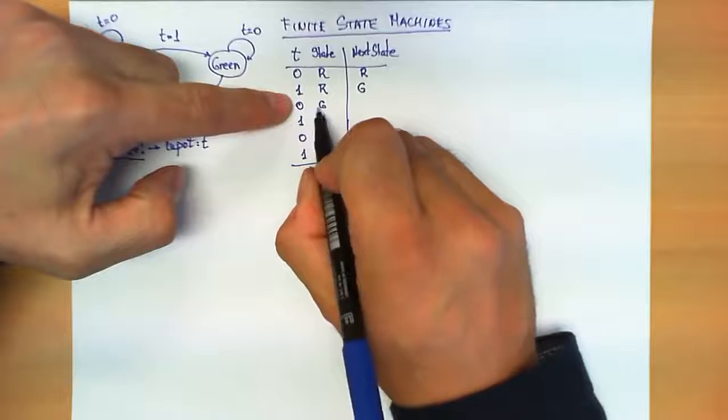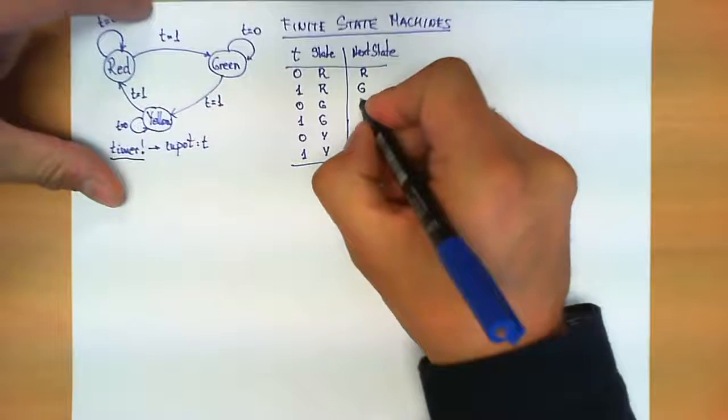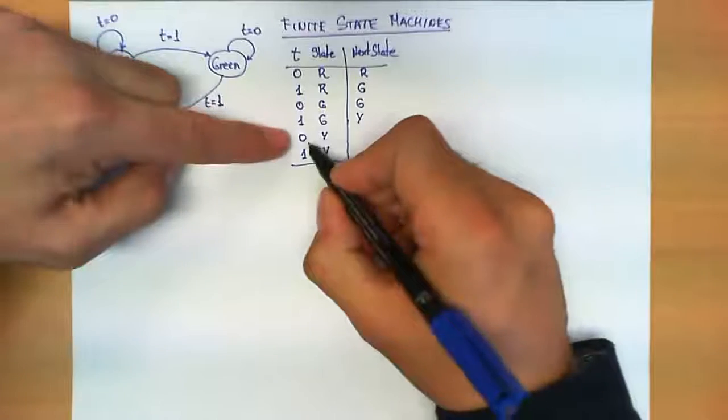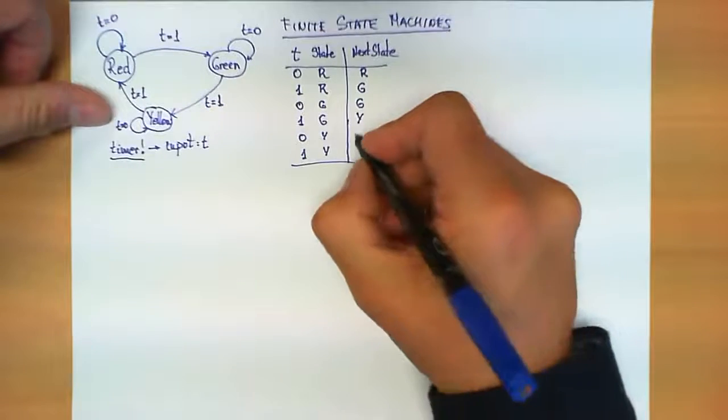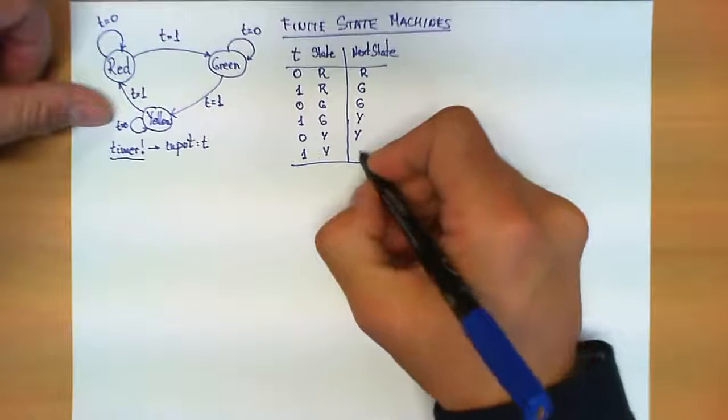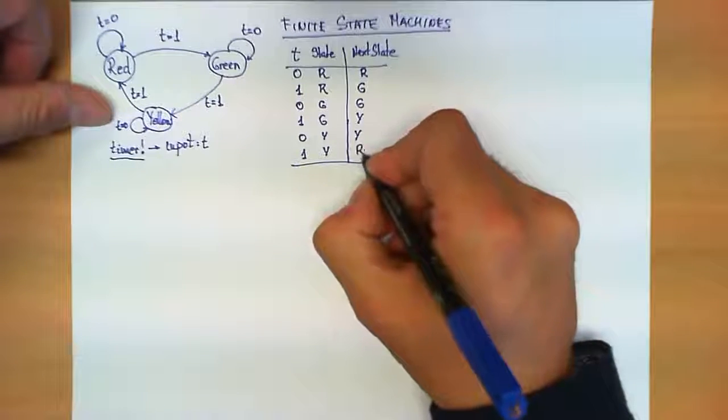If t is equal to 0 and we are in the green state, we remain in the green state, and if it's 1, we make a transition to the yellow state. If we are in the yellow state and t is equal to 0, we remain in the yellow state, and whenever t is equal to 1 and we are in the yellow state, we make a transition to the red state.